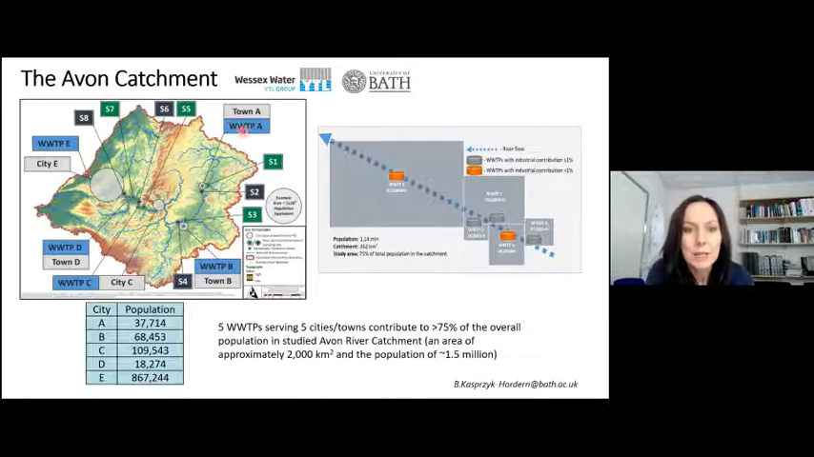So we looked at 5 treatment works because they serve these 5 towns and cities. We also looked at river water before and after discharge points. So these are the points S1, green color indicates before discharge points, on wastewater, S2 is after discharge points. And these 5 treatment works capture wastewater from 75% of the overall population in the catchment, which is really handy in terms of trying to understand the burden from communities in this catchment.